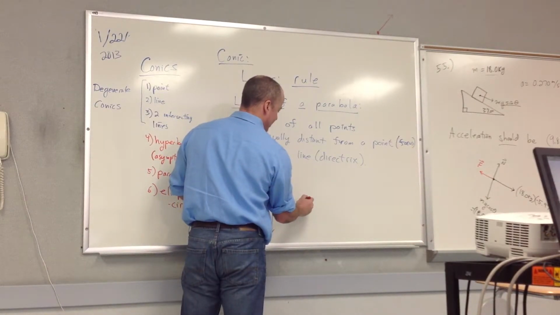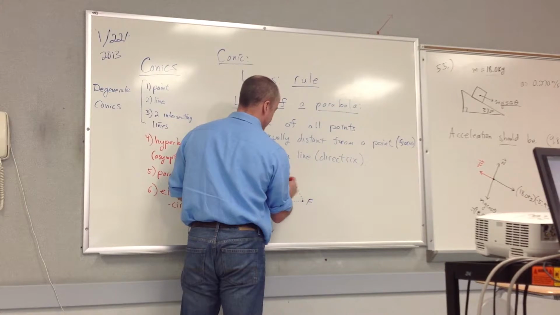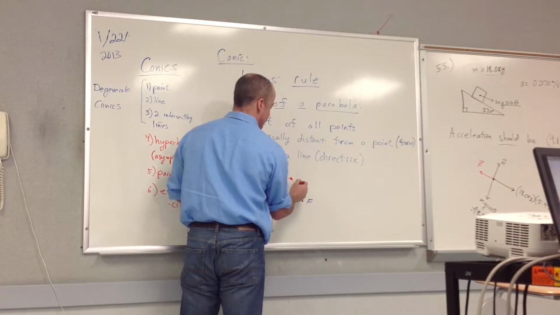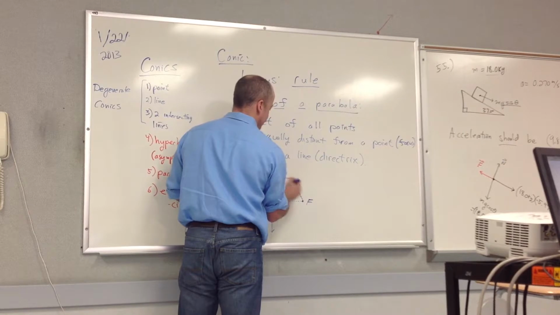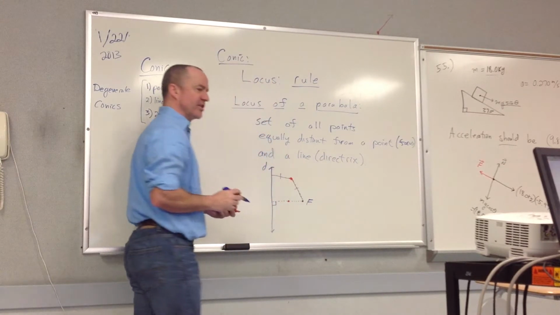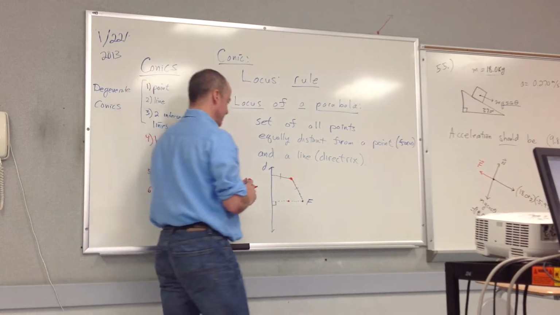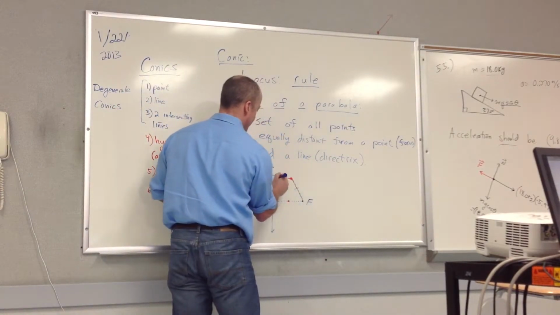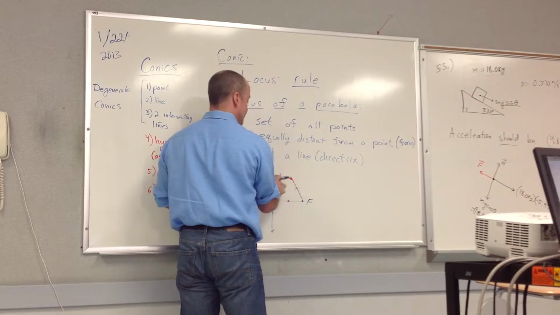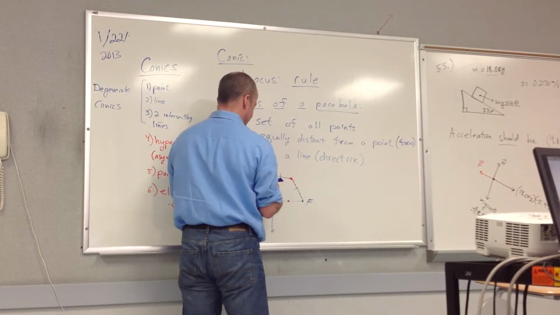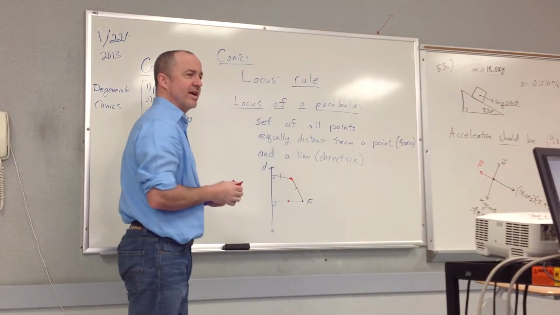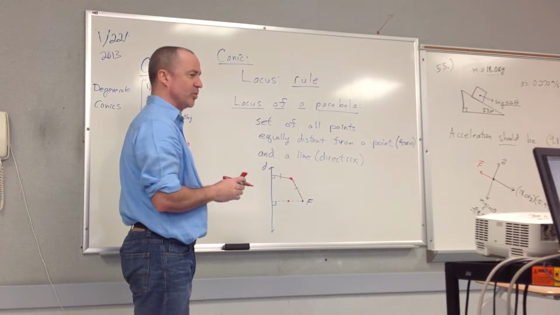Now, if I go over here and I pick some point, and I make sure that point is, remember this from geometry, where you draw the lines and put the little line through them to show they're congruent. If those two segments are congruent, the segment connecting the point to the directrix and the point to the focus, then that point is on the parabola because it obeys the rule.